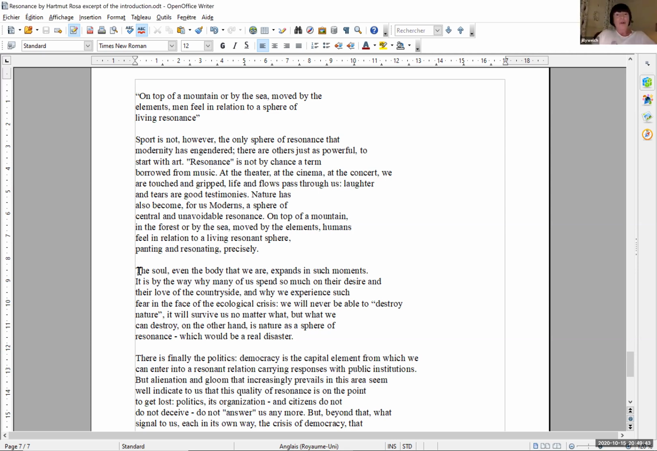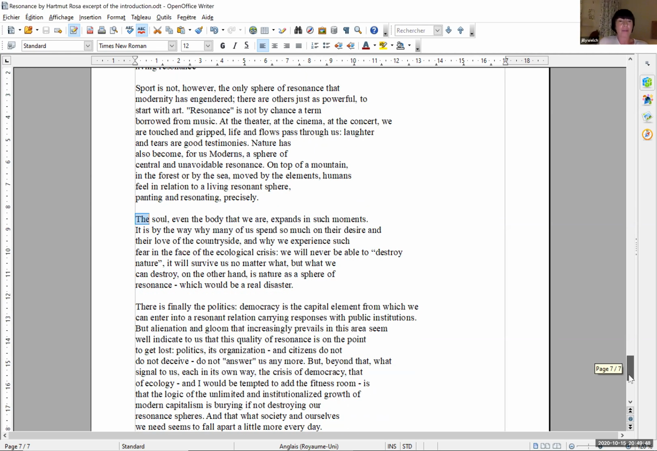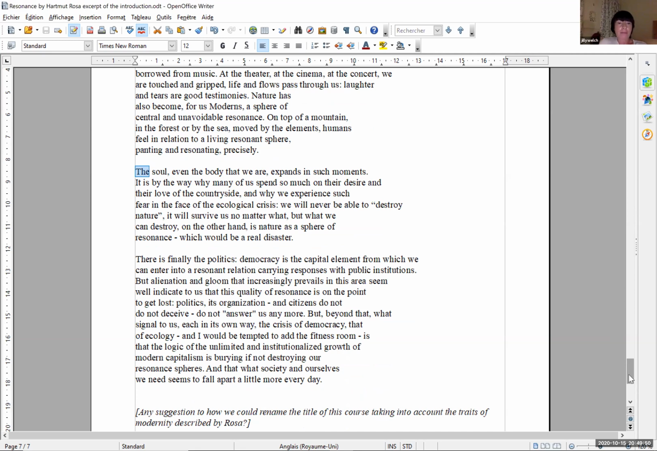The soul, even the body that we are, expands in such moments. It is, by the way, why many of us spend so much on their desire and love of the countryside, and why we experience such fear in the face of the ecological crisis. We will never be able to destroy nature. It will survive us no matter what. But what we can destroy, on the other hand, is nature as a sphere of resonance, which would be a real disaster. There is finally politics.